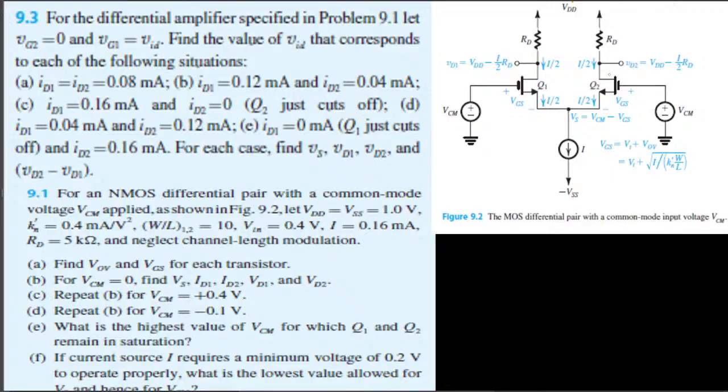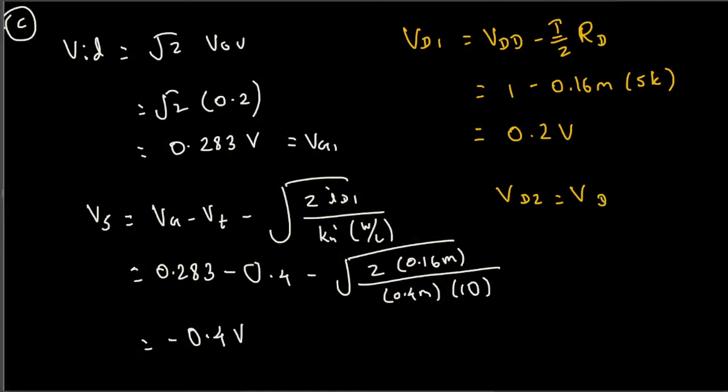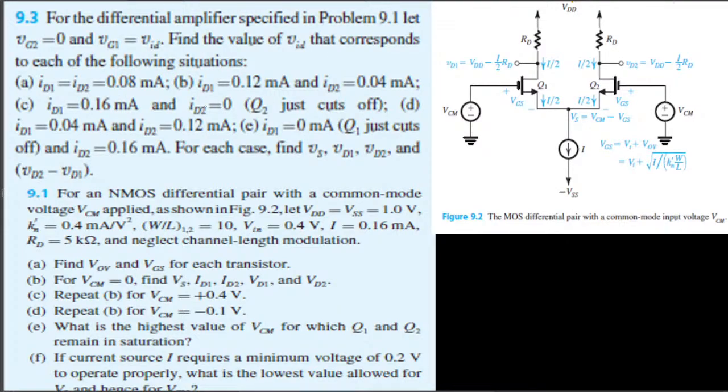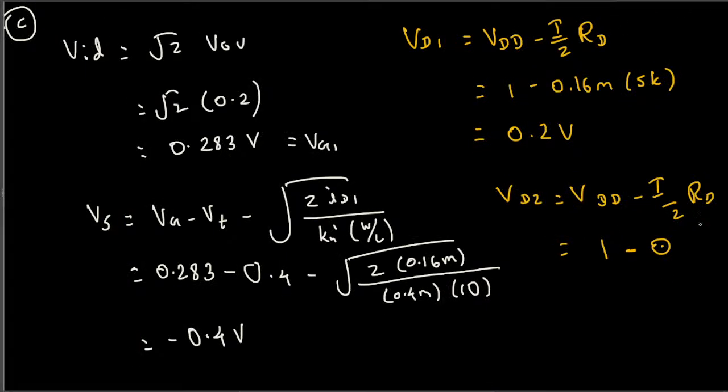And VD2, same equation. VD2 is this one right here, exact same equation. VDD minus I divided by 2 RD. In this case, this is a little bit easier because the current for this one is 0. Because that is given in the question, ID2 is 0, so this whole thing is 0, so this is just 1 voltage.